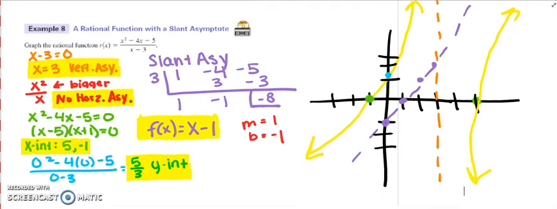So in order to find your slant asymptote, it's only when the numerator is 1 power higher than the denominator. And to find the slant asymptote, you do either synthetic or long division, and your quotient is what you're looking at, and then you graph that like a normal line.